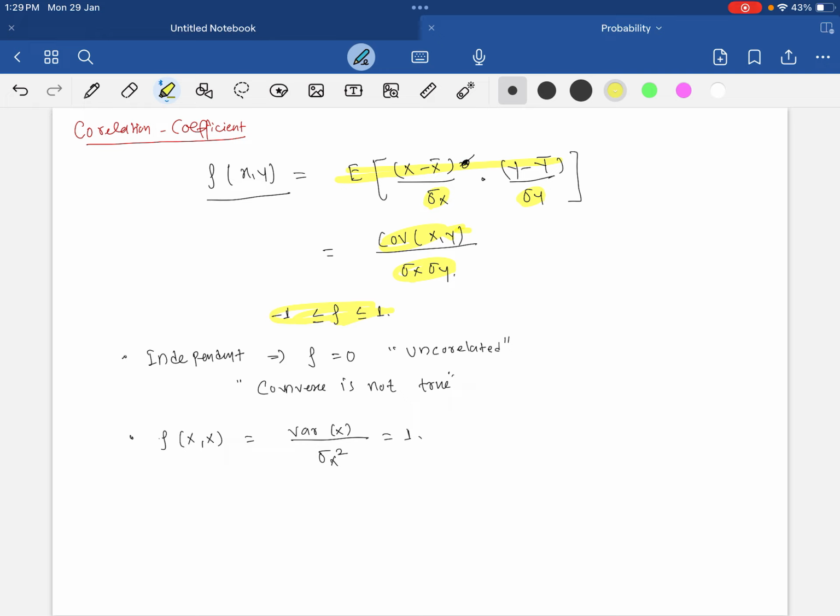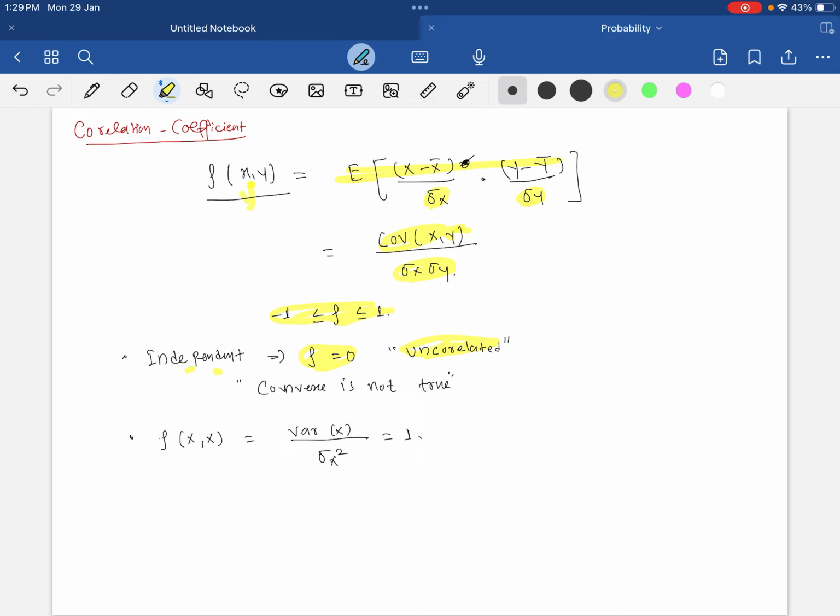And again the same thing: if two random variables x and y are independent, then that guarantees that the correlation coefficient is going to be 0, and you can also call them uncorrelated, right? If two random variables are independent, then you are guaranteed that the correlation coefficient is going to be 0, or you can call it uncorrelated. And the converse is not true again, right?